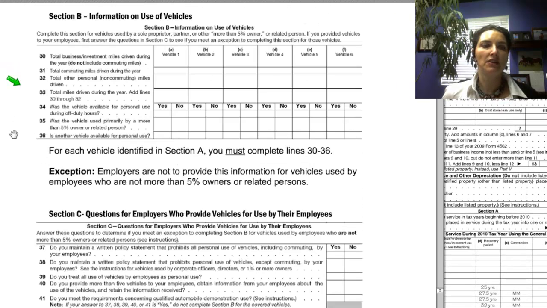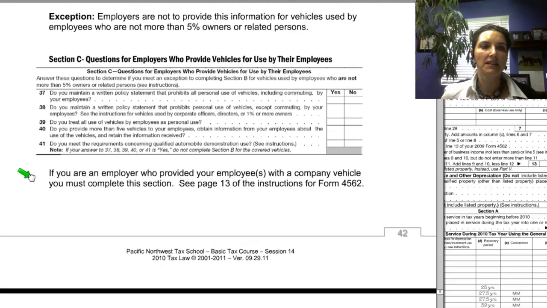Section B, information on vehicles. For each vehicle identified in Section A, you must complete lines 30 through 36. There is an exception. Employers are not to provide this information for vehicles used by employees who are not more than 5% owners or related persons. And Section C, questions for employers who provide vehicles for use by their employees. If you are an employer who provided your employees with a company vehicle, you must complete this section. See page 13 of the instructions for Form 4562.